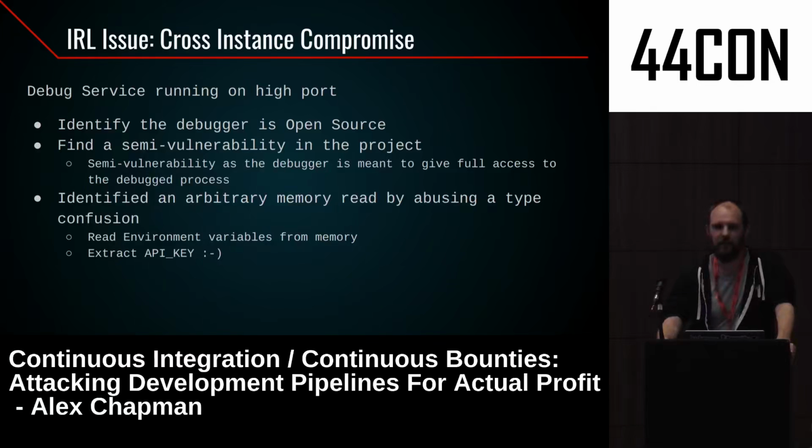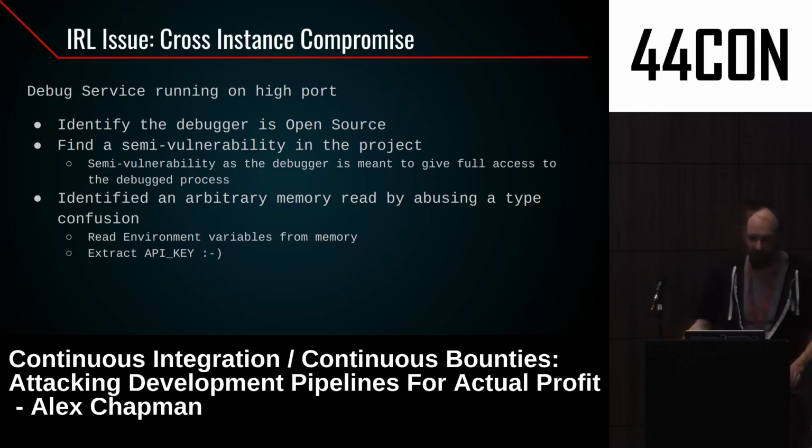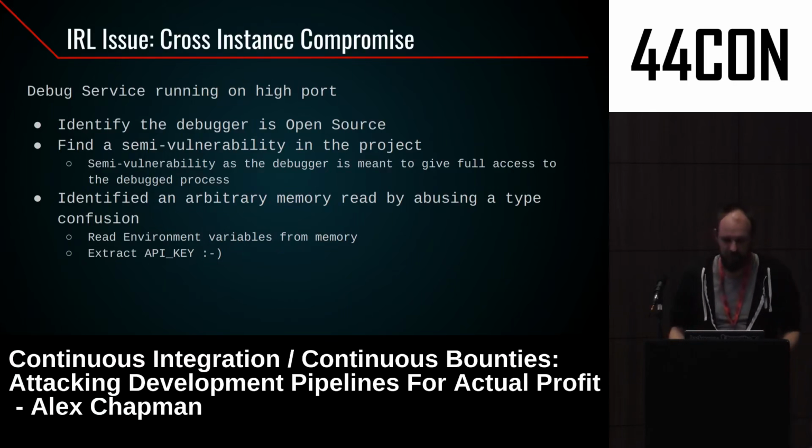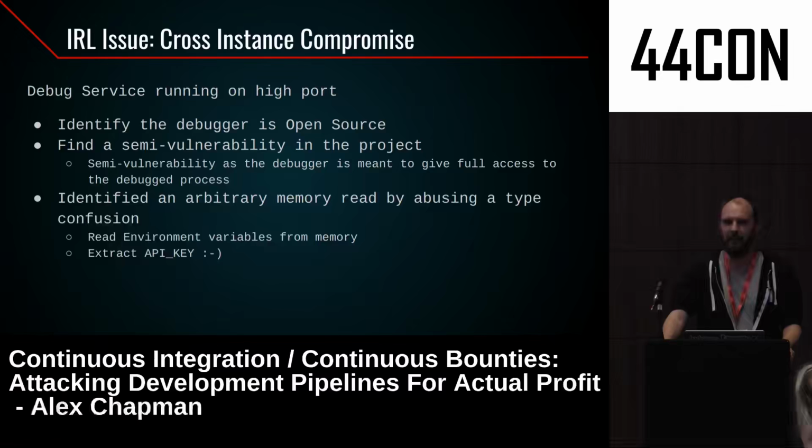It was one of those things that just doesn't feel right, and doesn't feel like it should have been accessible, certainly. So I found out the debugger was open source. So obviously I went to the source on GitHub, and found what I term a semi-vulnerability. It was an arbitrary memory read in a project that was actually a debugger that should allow you remote code execution by default. So it helped me in this case.